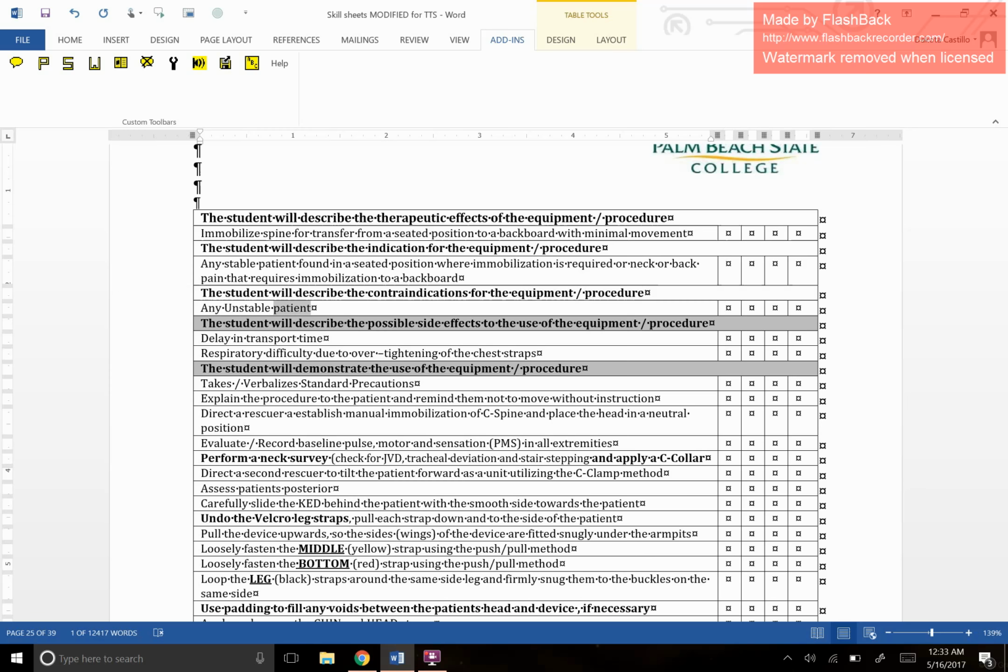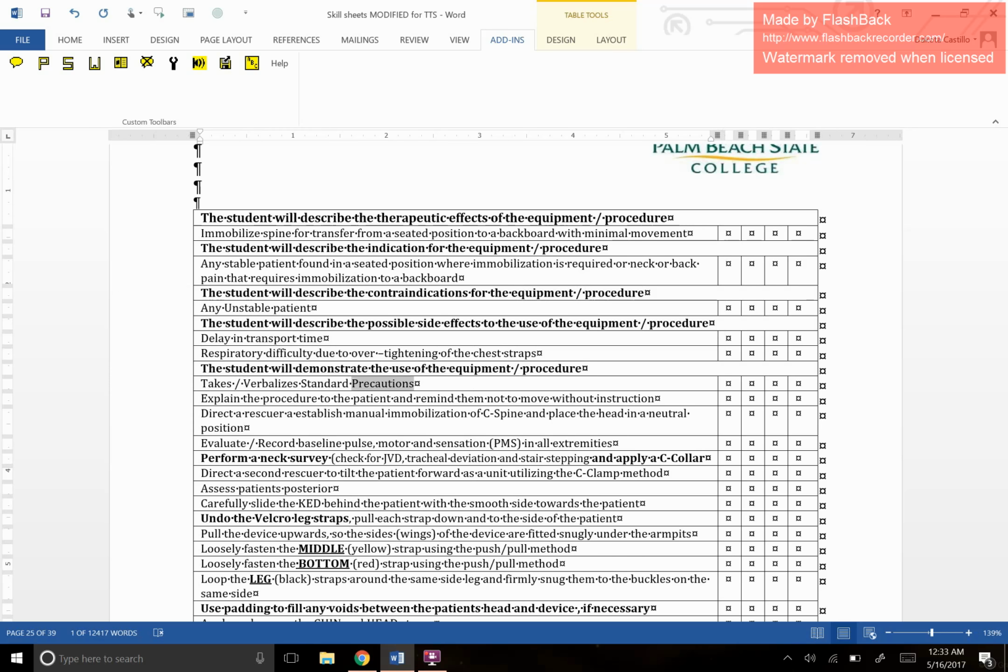Any unstable patient. The student will describe the possible side effects to the use of the equipment/procedure. Delay in transport time. Respiratory difficulty due to over-tightening of the chest straps. The student will demonstrate the use of the equipment/procedure.